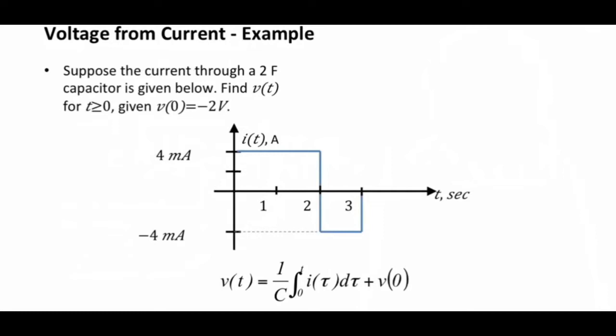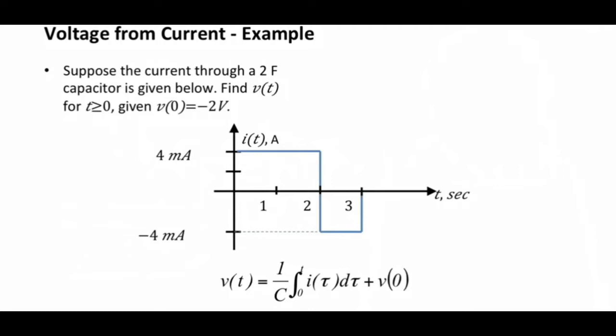All right, here's an example. Suppose the current through a 2 farad capacitor is given as shown. Find the voltage for t greater than or equal to 0, given that v at 0 is minus 2 volts.